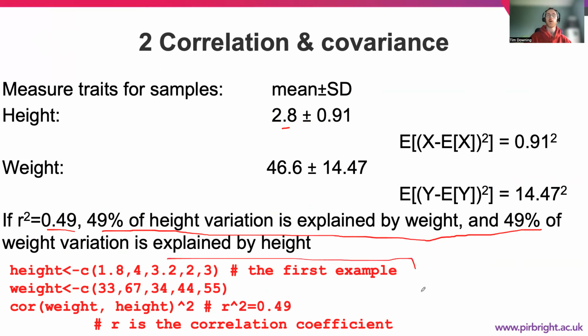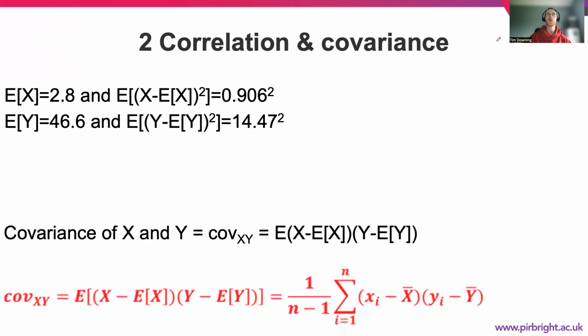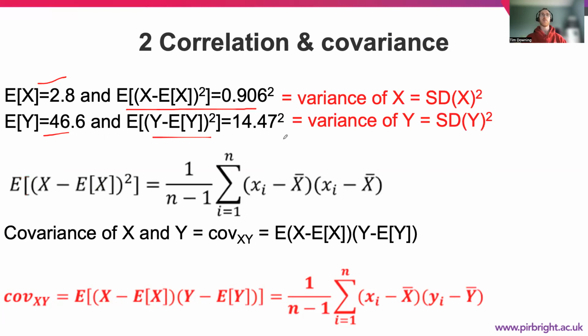So to estimate that, we might have this as an example. If we look at other terminology I might use, we say the expected value of x is 2.8, and the variance of x is 0.9 squared. So that means the standard deviation of x is 0.9. And it's the same for y. The expected value of y is the mean of y, and this is the variance of y, which is the standard deviation squared.